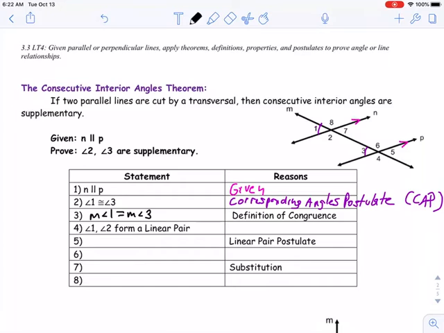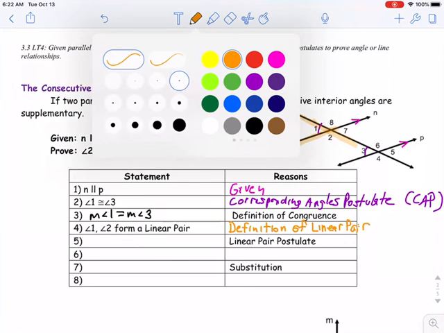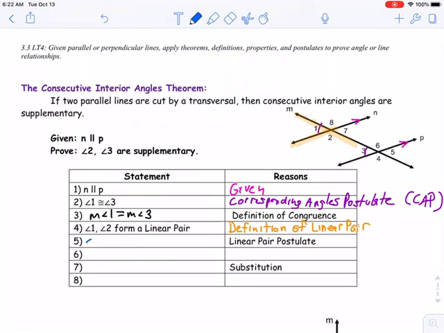All right, and then in this proof, I'm being very precise. We're talking about how 1 and 2 form a linear pair. Sometimes you'll see this in proofs, just depending on who makes the proof. And why do they form a linear pair? By definition of linear pair. All right, so since they form a linear pair, we know that angle 1 and angle 2 by the linear pair postulate are supplementary.